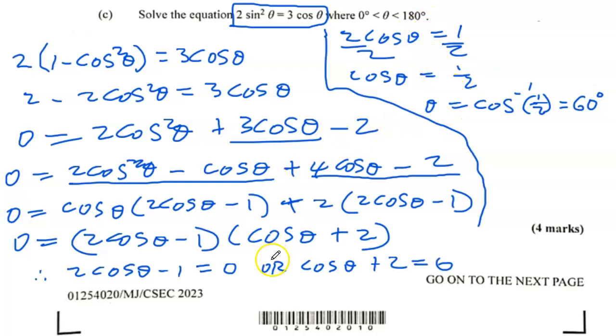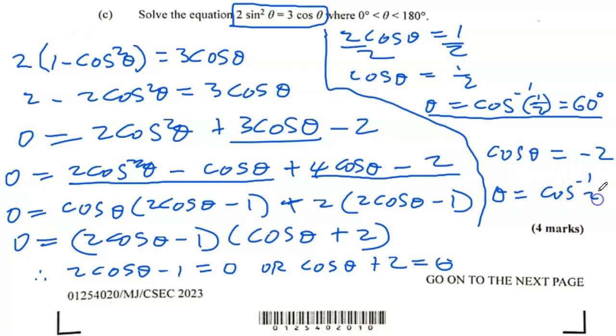The other factor, cos theta plus 2 equal to 0. If we're solving for this, cos theta is equal to, bring over the 2, that's negative 2. So this is obviously a math error, since the smallest value for cos theta is negative 1. If you try to solve theta equals cos inverse minus 2, you won't get a solution. So the only solution there is 60 degrees.